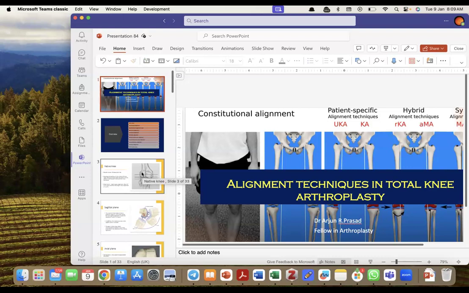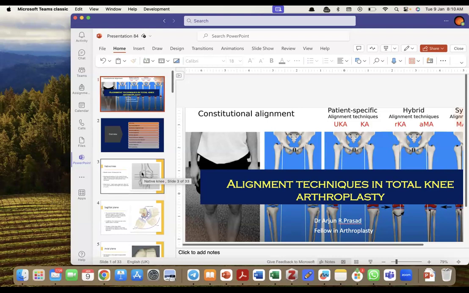So it doesn't mean that if you're using a robotic and fancy name, like I'm using an inverse kinematic, I'm using a functional alignment, that you are compromising in the other techniques. There's another component of the well-balanced and functionally aligned knee.